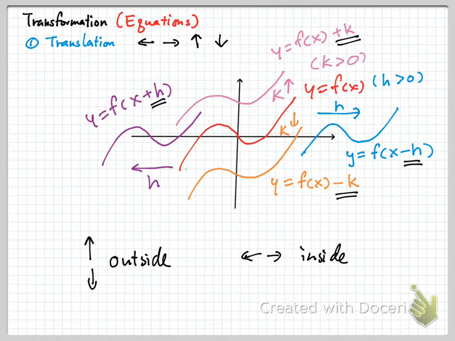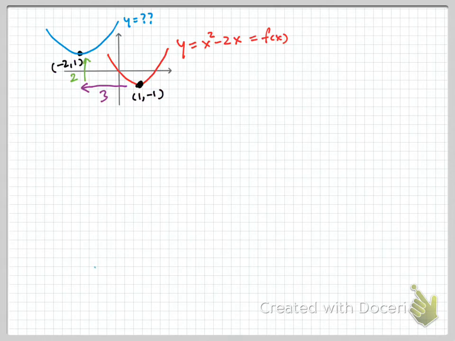Now, let's take a look at one example that combines the two movements. Suppose we have the original red graph. It says x squared minus 2x. The vertex was at (1, -1). Now you move it so that the vertex goes to (-2, 1). In other words, you have to decipher that transformation. It is a translation. It goes to the left hand side by the purple arrow, 3 units, and then it goes up by the green arrow, 2 units.